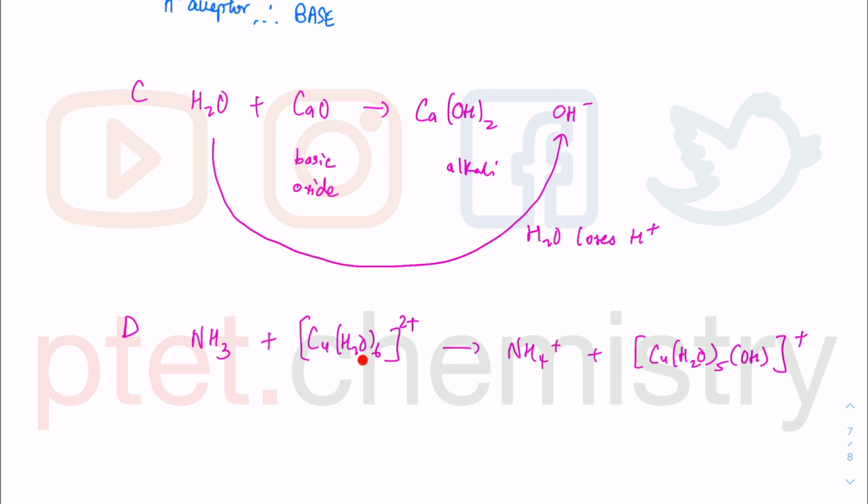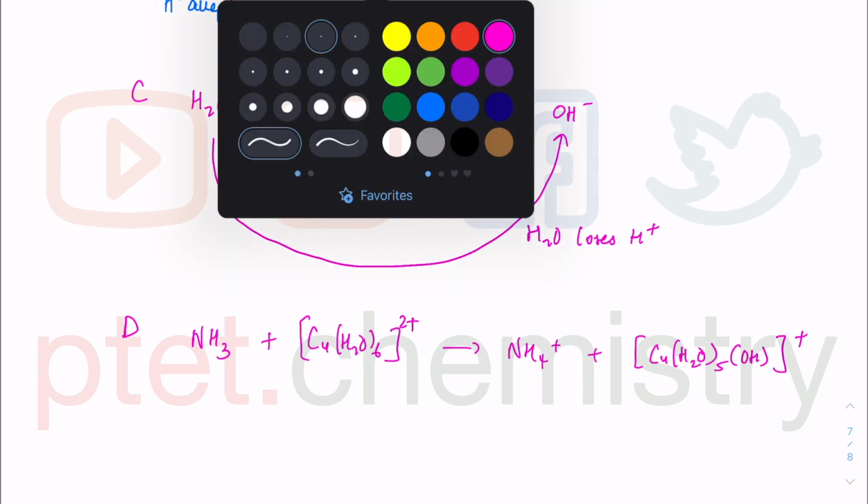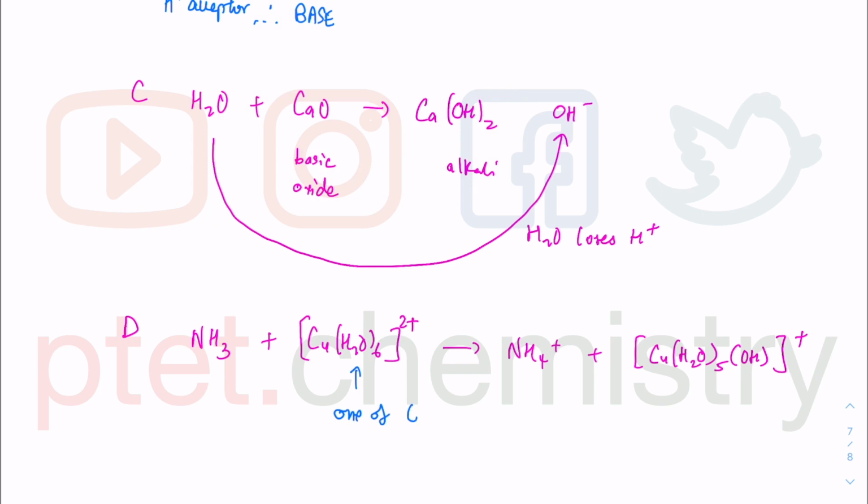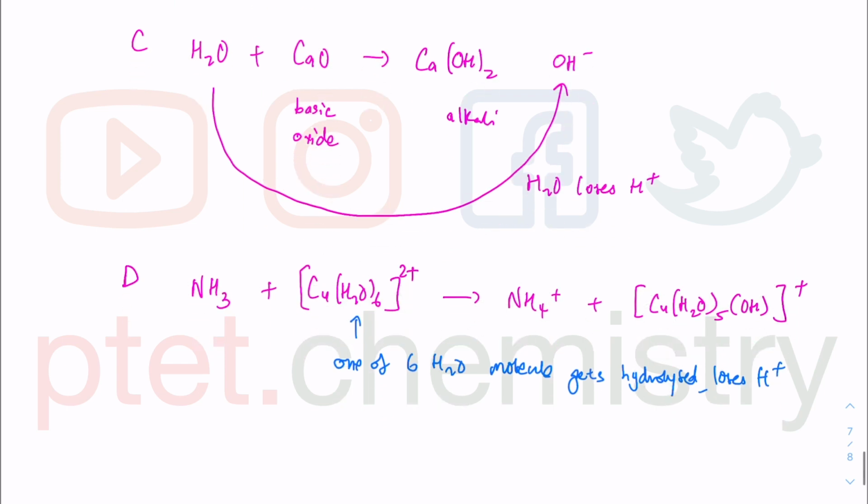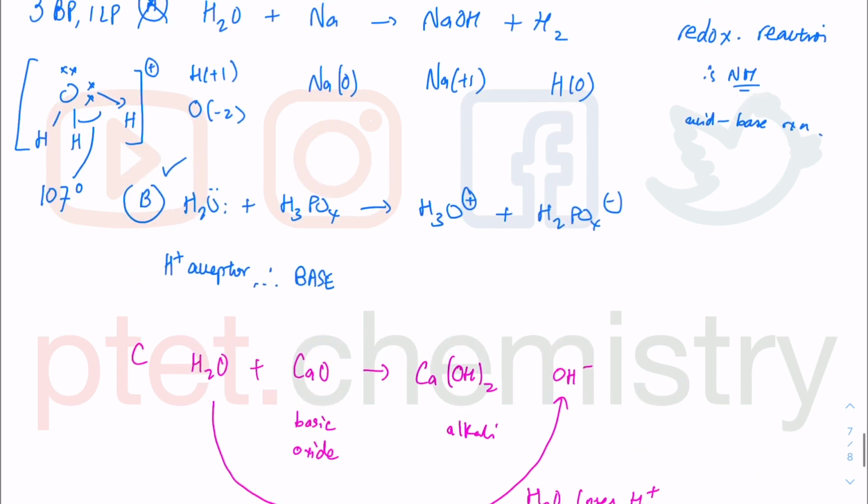After one of the 6 H2O molecules loses the H plus, we say it gets hydrolyzed. The H2O loses the H plus, it is not acting as an H plus acceptor, and you're left with 5 water and a hydroxide. Instead, the NH3 gains the H plus, so this is the H plus acceptor, the base here, and this is the acid here. So that's why the correct option there has to be option B. The correct option is option B.